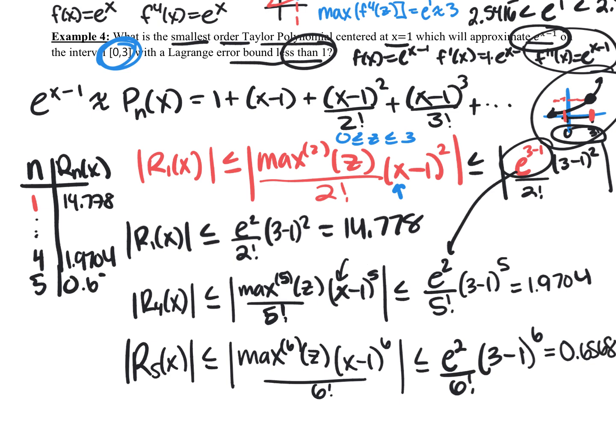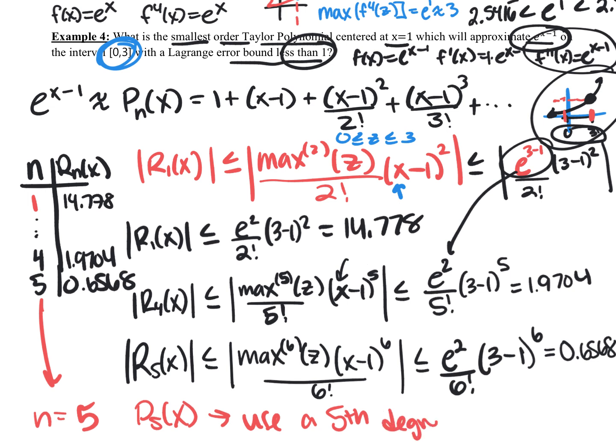So now, is our error less than 1? Yes. So we know that we need to use a 5th degree Taylor polynomial. We need n to be 5. And that will make our error less than that. So there's not really a way to solve here. Some people will try to solve the inequality for n plus 1, but it's kind of hard to do because of the whole maximum thing. So that's why the best thing to do is just guess and check.